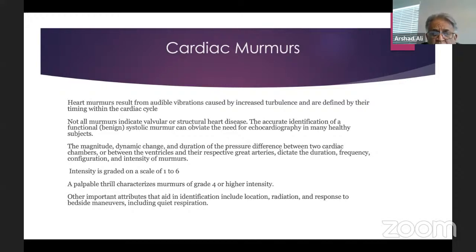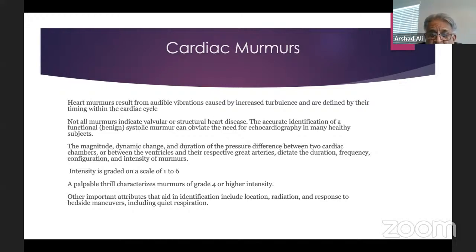The intensity and duration of the murmur is basically determined by the pressure gradients across the chambers, which generate the murmur, and it varies with the hemodynamic status. Intensity is typically graded on a scale of 1 to 6. You can palpate a murmur. A thrill is a palpable murmur, which typically means that the murmur is at least grade 4 or higher.